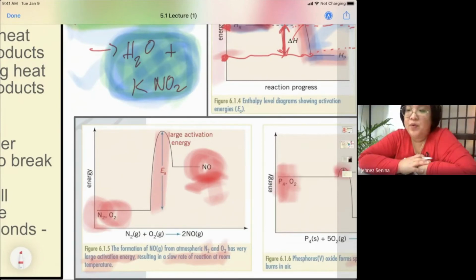So what I'm just saying is if there's no car, if there's no hot engine, nitrogen in your air will not readily combine with oxygen. No. It needs a lot of energy before it can produce this poisonous gas, nitrous oxide.